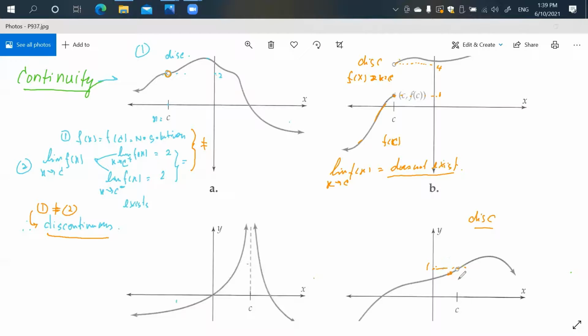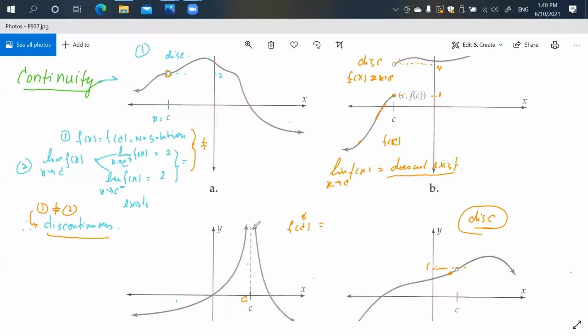The limit exists, but f of x, the function, has no solution. Finally, the limit exists but the function doesn't exist, so they are not equal. So the conclusion is discontinuous. See this graph, this is point c. Same thing, you see this from the left. If you approach the function f of c, x equal to c here, this is x.